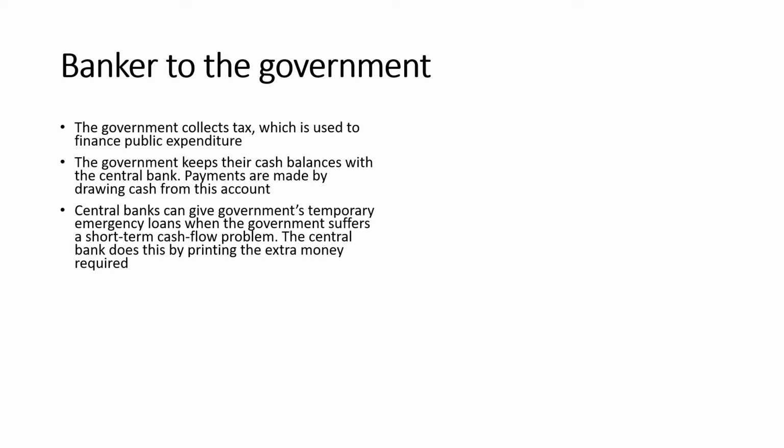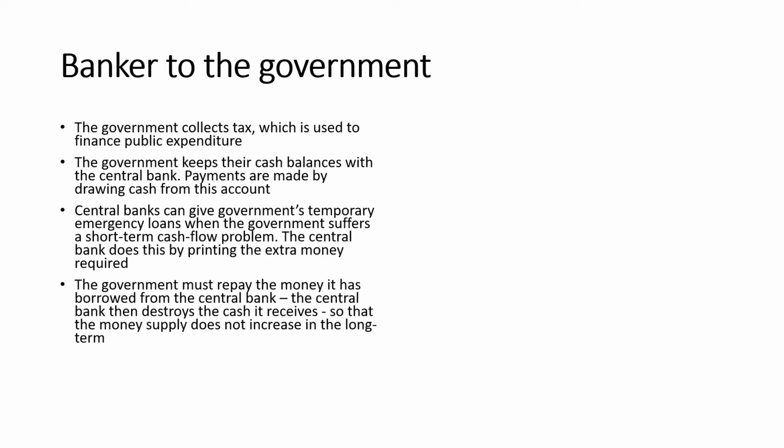Central banks can give governments temporary emergency loans when the government suffers from a short-term cash flow problem, maybe tax receipts haven't come in because, I don't know, there's been a pandemic or something. The central bank can provide short-term liquidity by printing the extra money required by the state so it can pay its obligations to its own citizens. The government must repay the money it's borrowed from the central bank. The central bank then destroys the cash it receives so that the money supply doesn't increase in the long term.